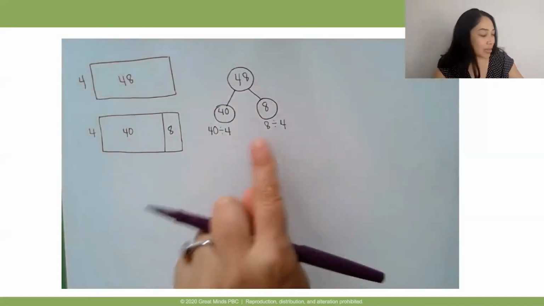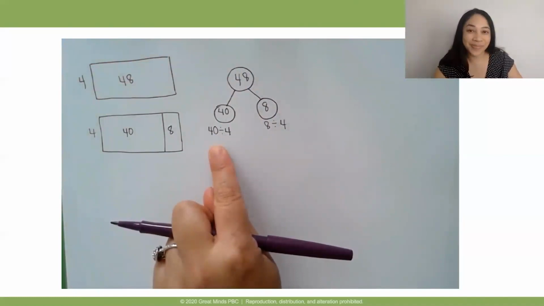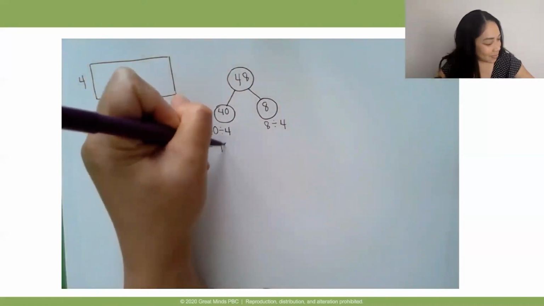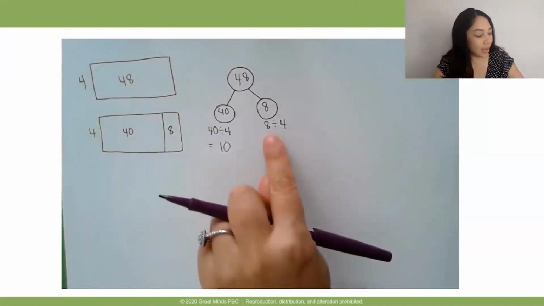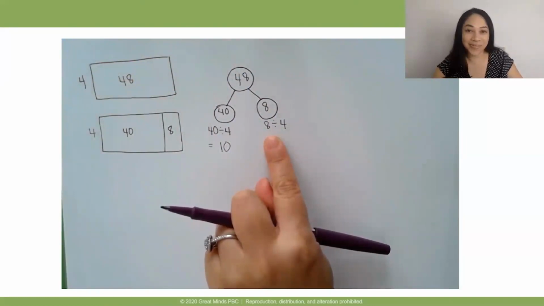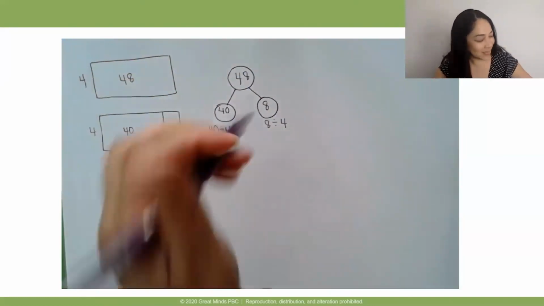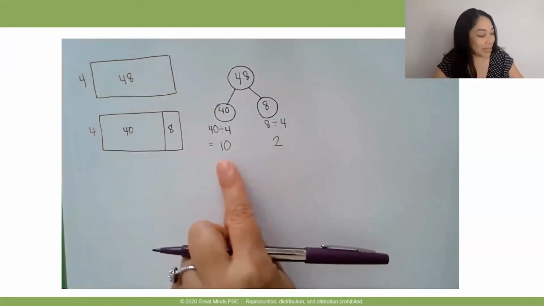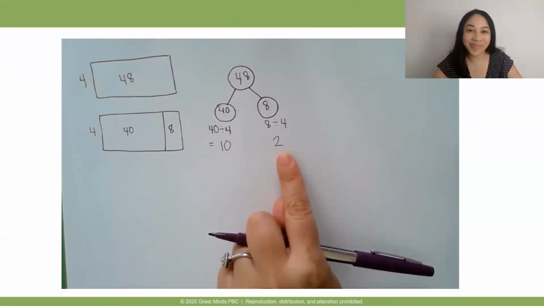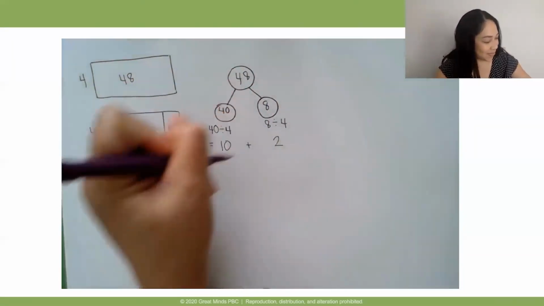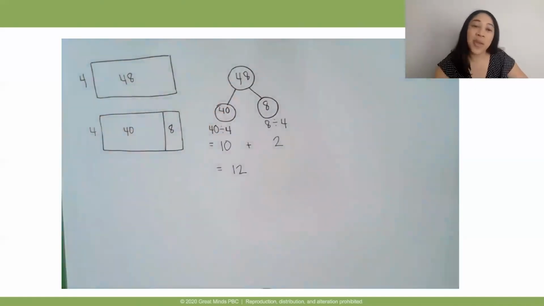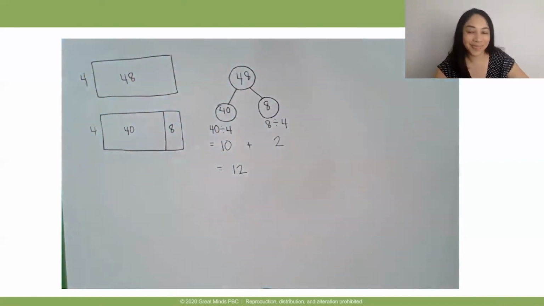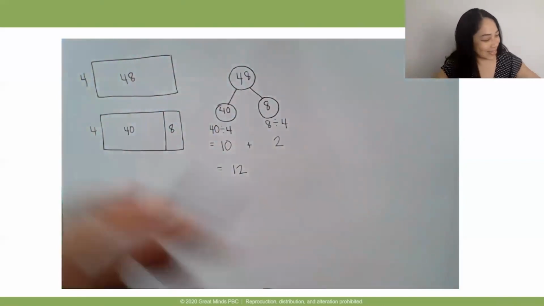What is 40 divided by 4? 10. What is 8 divided by 4? 2. Next, we add. What is 10 plus 2? 12. What is the length of our unknown side? 12 units.